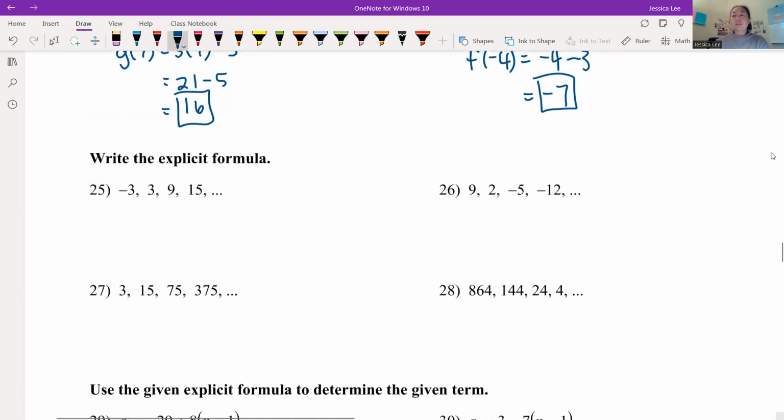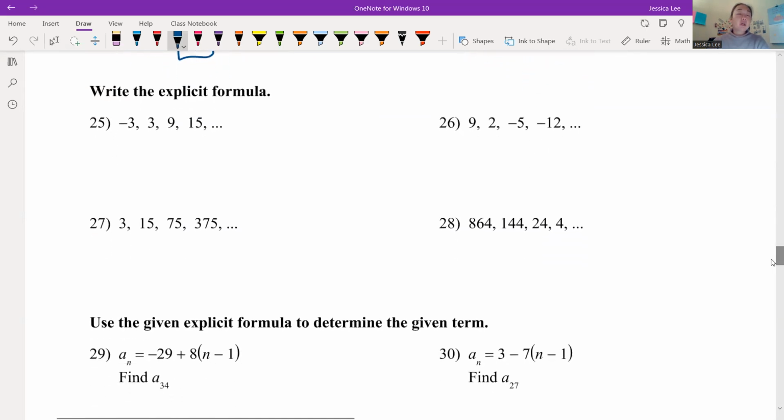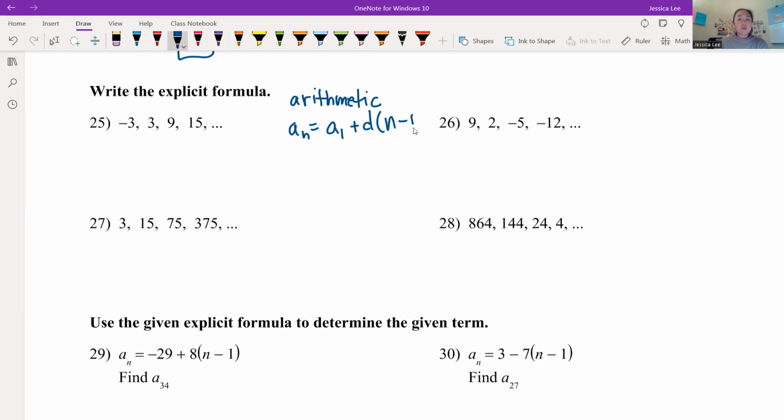All right, now on to explicit formula. Now, you may have not done this in a while, but for the explicit formula, there are 2 different kinds. We have the arithmetic kind. Arithmetic means that we're adding. So whenever we're adding or subtracting, we know we're in the world of arithmetic. Okay? And so the formula goes like this: an, so n means any term, right? So an is equal to a1, which means the first term, plus the common difference times n minus 1.